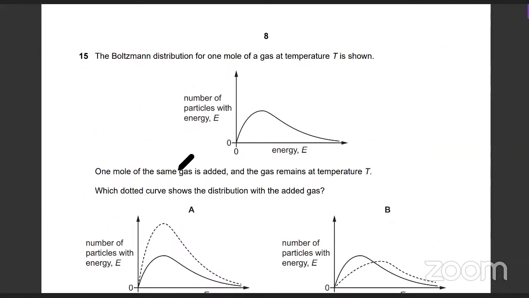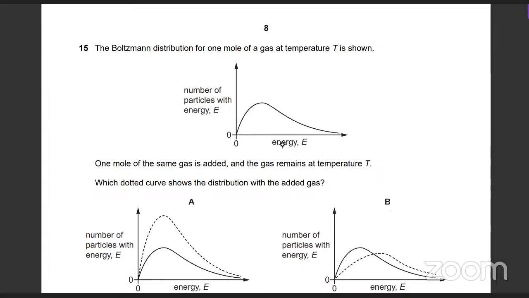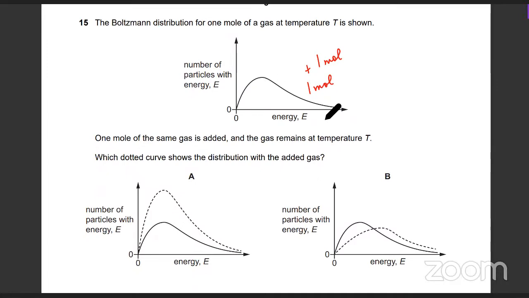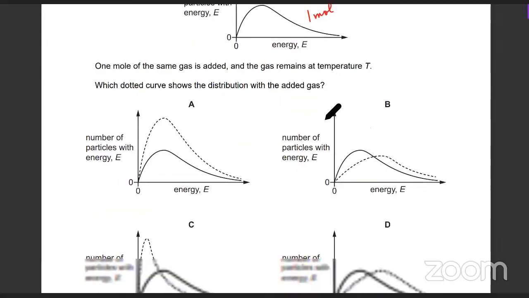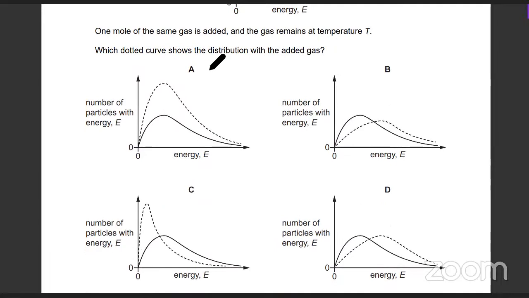So you've got this. What happens? 1 mole of the same gas is added, and the gas remains at temperature T. So he adds 1 mole of a gas to this thing. There's 1 mole of gas, and what he does is that he adds 1 more mole of gas. What will happen to the distribution? The molecular distribution would remain the same, right? Same, but the peak would increase. So it's going to be A, right? Yeah. You'll just have the number of particles at every energy that's going to be higher.